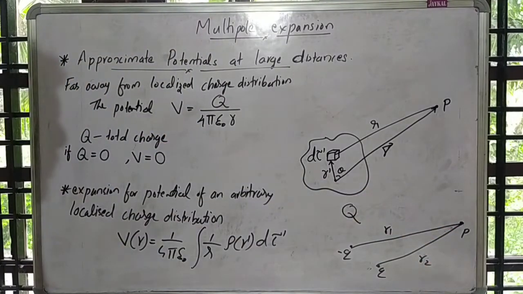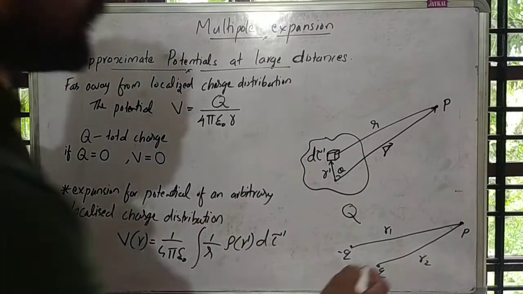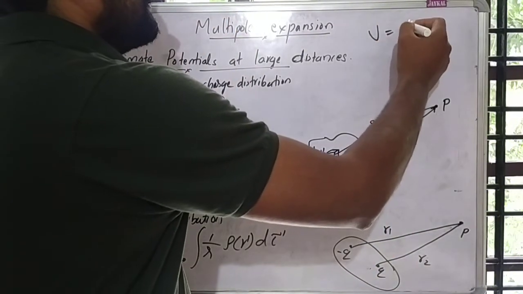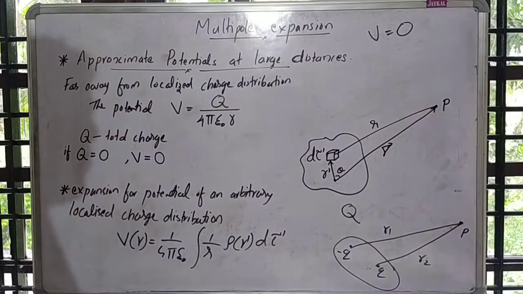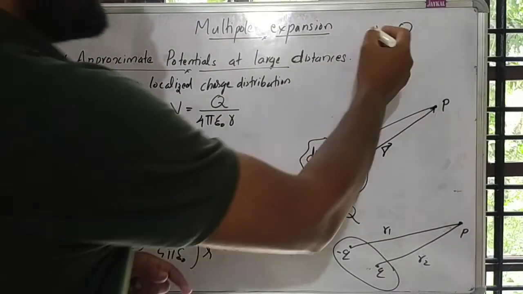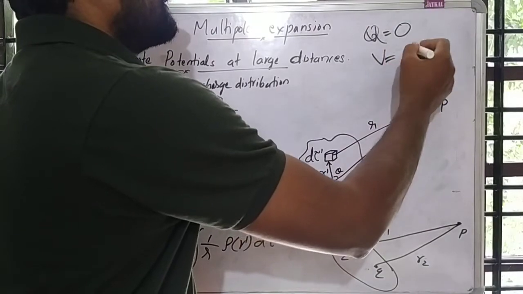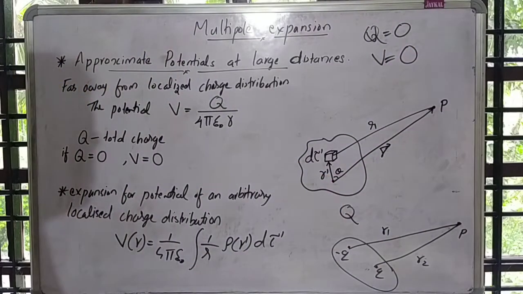At that time the total charge of this system is zero. Total charge Q is equal to 0. So if Q is equal to 0, then we will get V is equal to 0. So this is an approximate case.